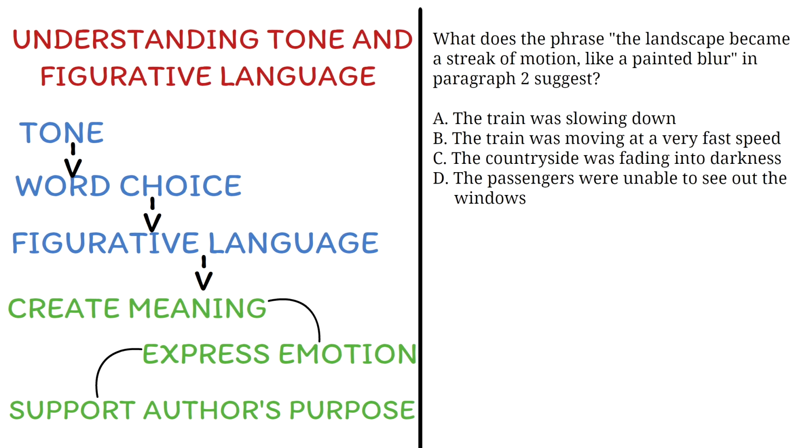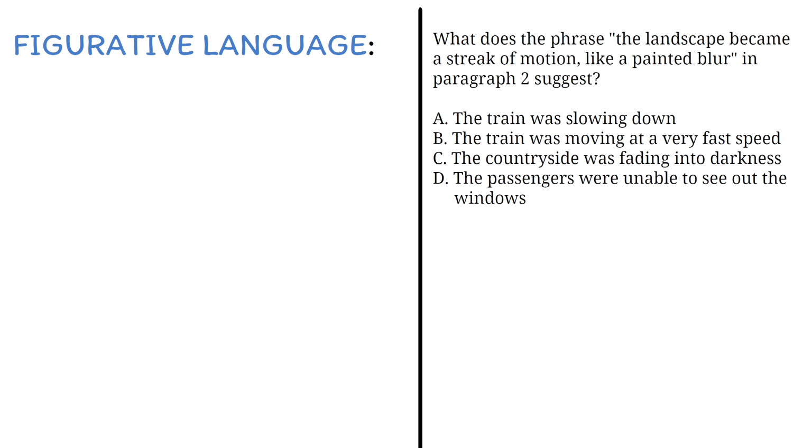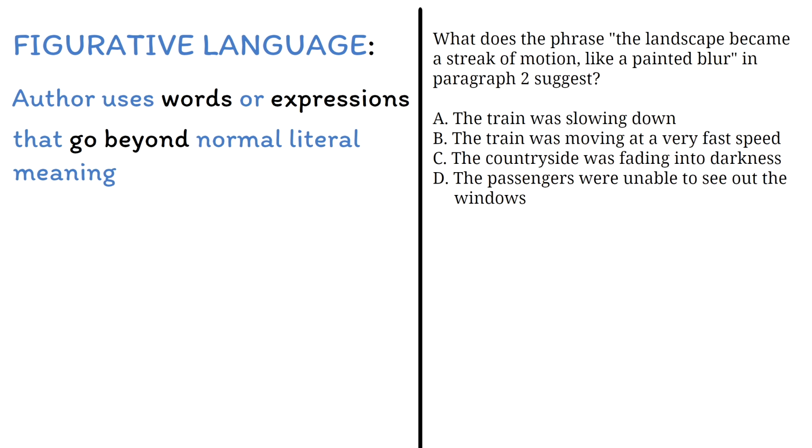Now, let's look at the question. What does the phrase, "the landscape became a streak of motion, like a painted blur," in paragraph 2 suggest? To answer this, we need to understand what figurative language is. Figurative language is when an author uses words or expressions that go beyond their normal literal meaning to create vivid images or emotions.